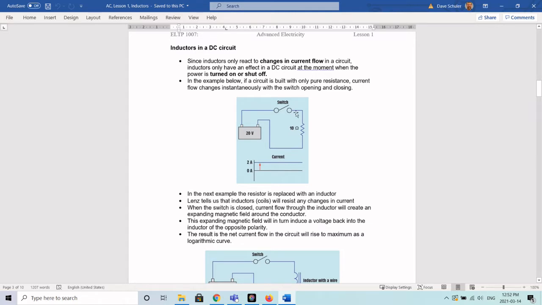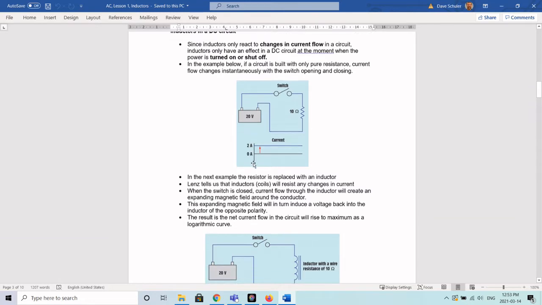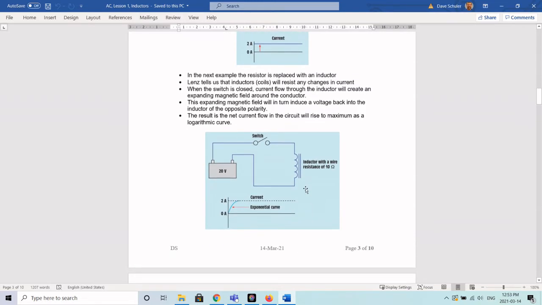So we started the conversation with just a resistor, never mind an inductor. Remember what happens the instant you close a switch. You have the full 20 volts resulting in 2 amps of current flowing through this circuit with a 10 ohm resistor. Instantly, close the switch, there's the current.